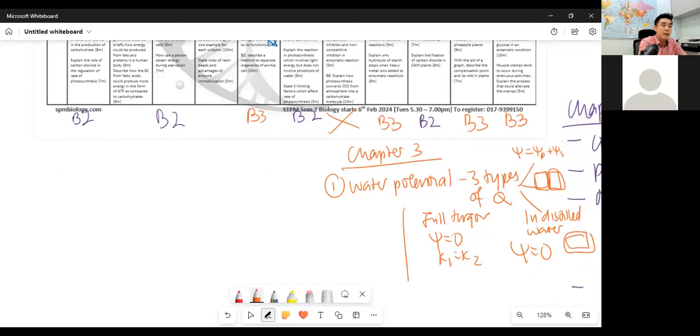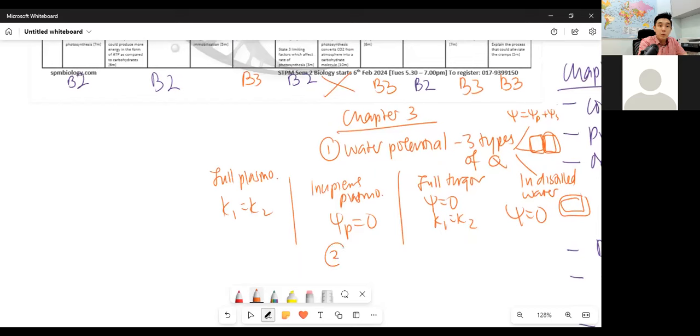Another one. Guys, what can you tell me about incipient plasmolysis? The moment you see an incipient plasmolysis, meaning just touch the cell wall or just about to pull away, you must immediately know pressure potential is zero. Okay. Guys, during full plasmolysis, how? Ψ1 equals Ψ2 as well. Okay, so there are a lot of shortcuts. This is the few.